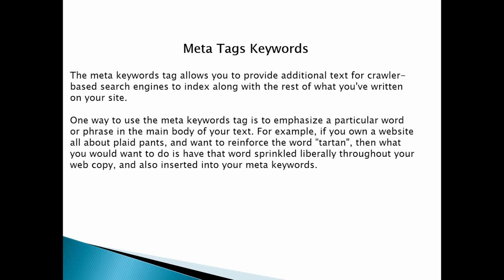Now, the meta tag keywords allows you to provide additional text for crawler-based search engines to index along with the rest of what you've written on your site. One way to use the meta keywords tag is to emphasize a particular word or phrase in the main body of your text. For example, if you own a website all about plaid pants and want to reinforce the word tartan, then you would want to have the word sprinkled liberally throughout your web copy and also insert it into your meta keywords.